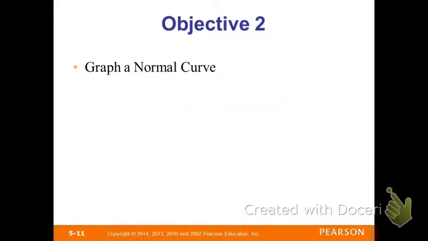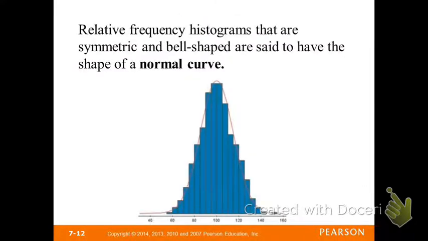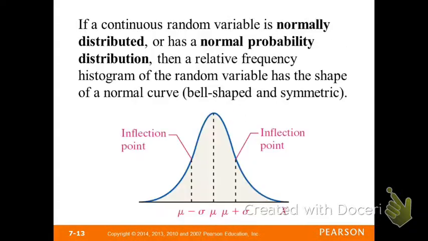All right, so now let's look at the graph of a normal curve. And we're going to apply these same principles that we just looked at to a normal curve. Relative frequency histograms that are symmetrical and bell-shaped are said to have the shape of a normal curve. Now, the normal curve is this curve that we could draw around it. It's also called the bell-shaped curve. That is the normal curve that fits this. And just like the uniform distribution, it has certain properties that we're going to be interested in. Let's look at those.